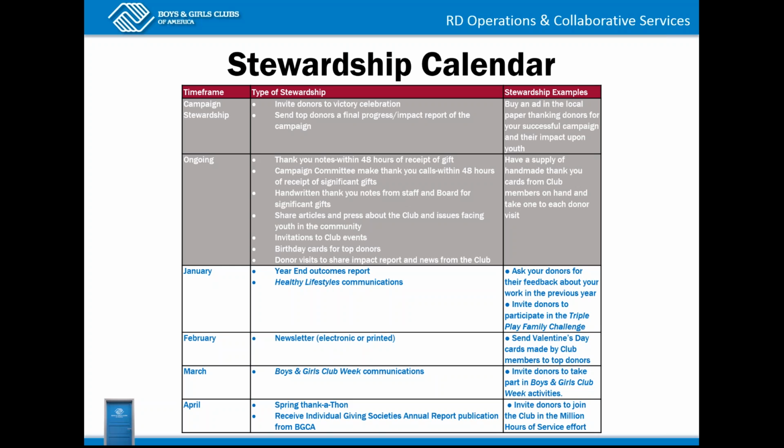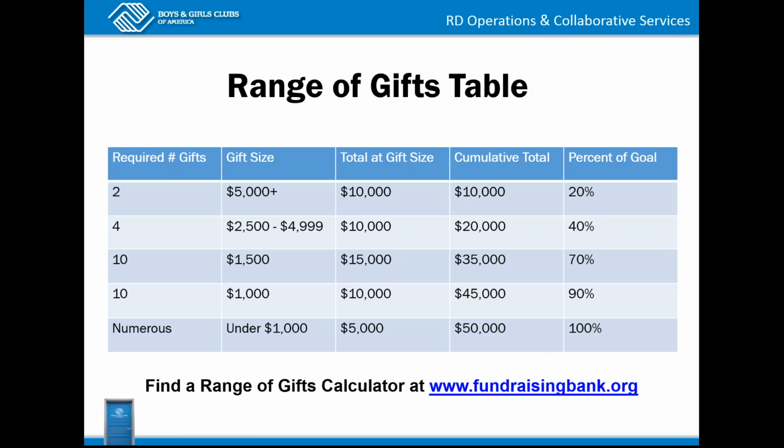Another great tool that you'll find in the toolkit is a range of gifts table. We'll spend more time talking about how this works in the next webinar, but you can find this tool in the toolkit, or you can go to fundraisingbank.org to use the range of gifts table. Basically, this is a tool that lets you figure out how many gifts and what size you need at each level to meet your annual campaign goal. From there, you can export your range of gifts table right into Excel and populate in the different prospects that you'd like to work with.